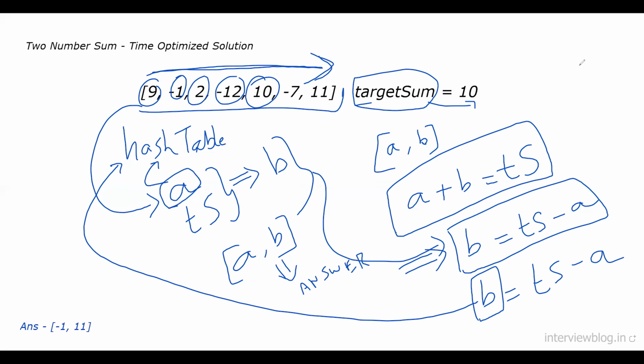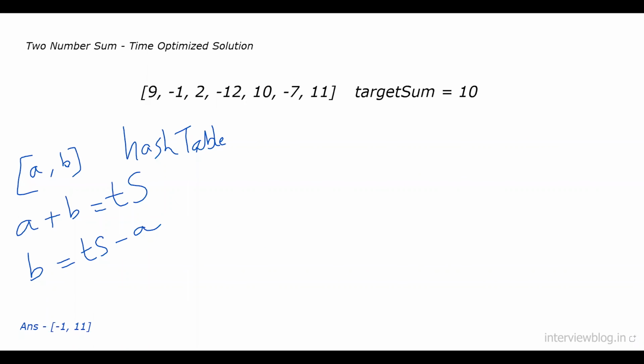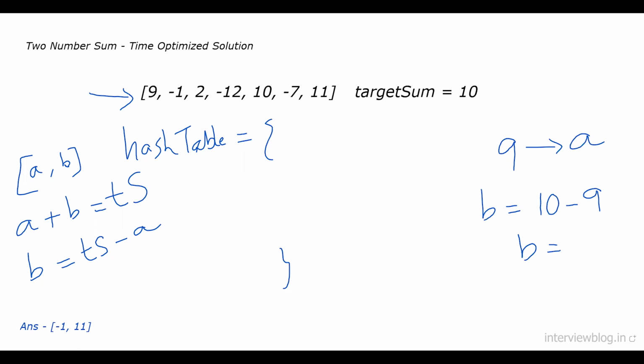So do not worry if you are confused. Let us now simply dry run and see how it works. Let us now see this example. As I said earlier, I'll be using a hash table to solve this problem. So first, I'll be visiting the element 9. This element will be our A. To find B, I'll be subtracting this 9, that is A, from the target sum, which is 10. So our B is 1.